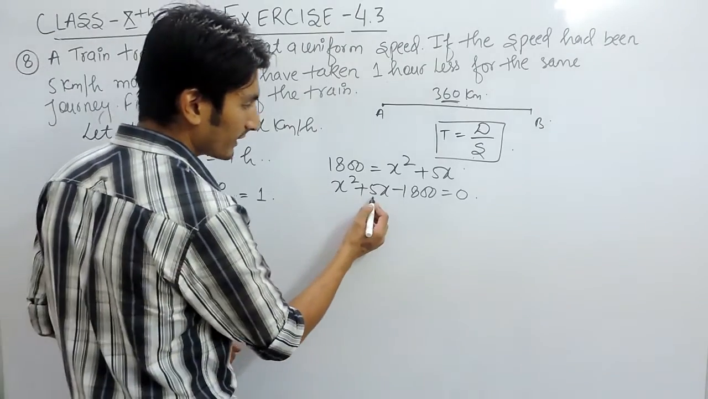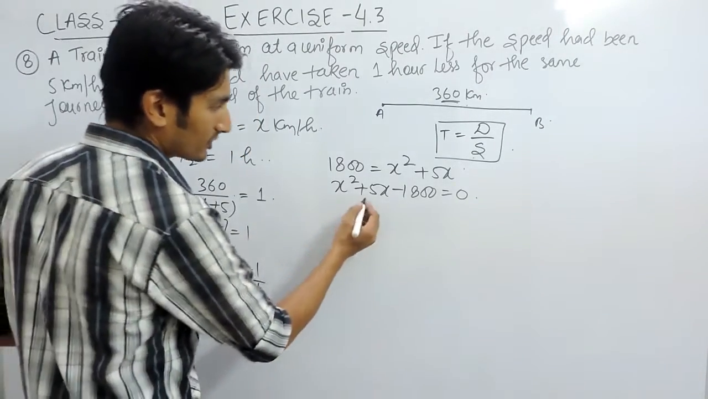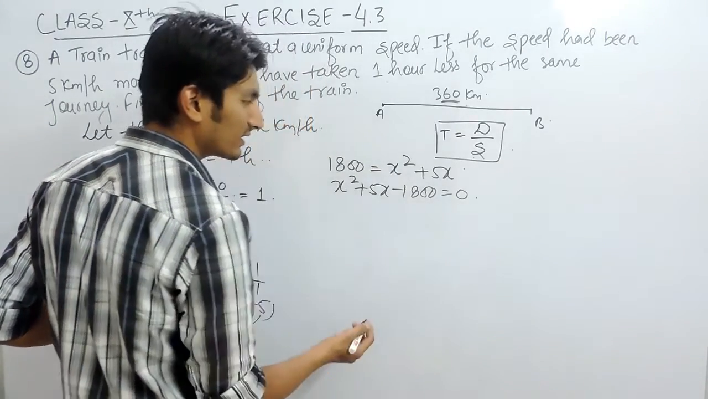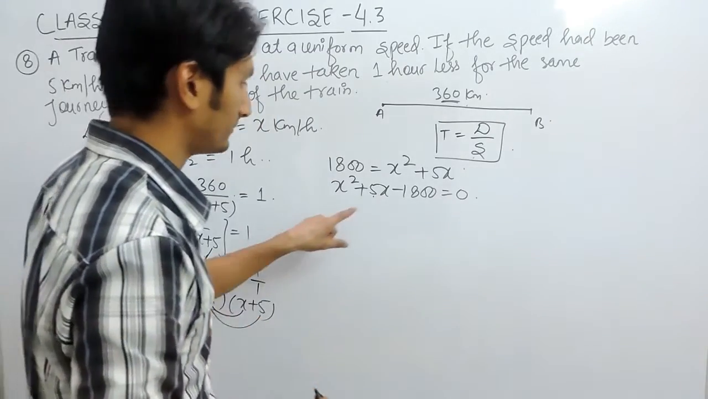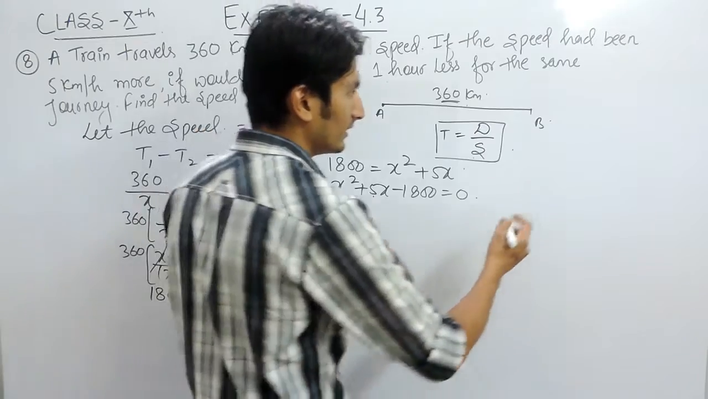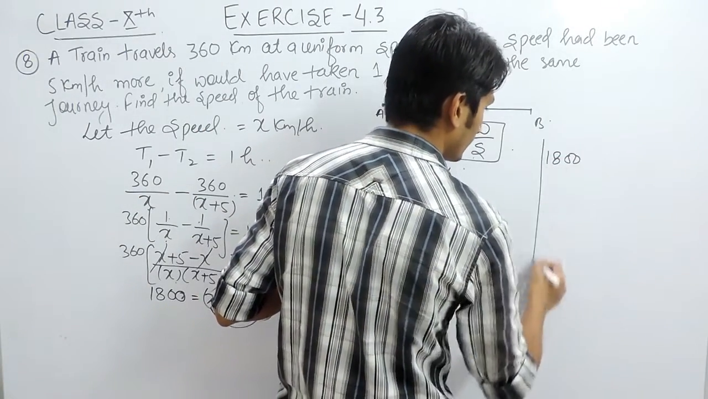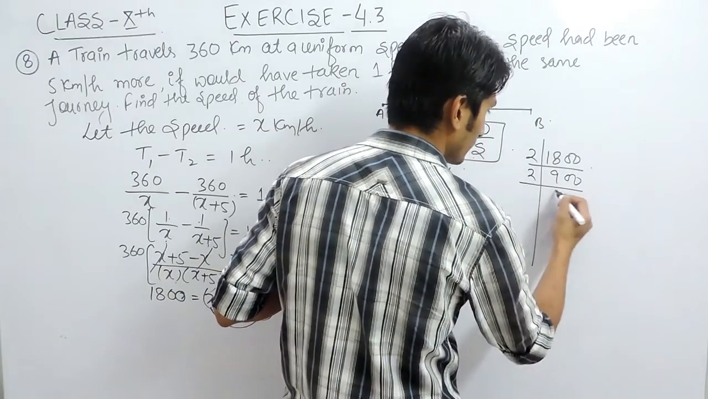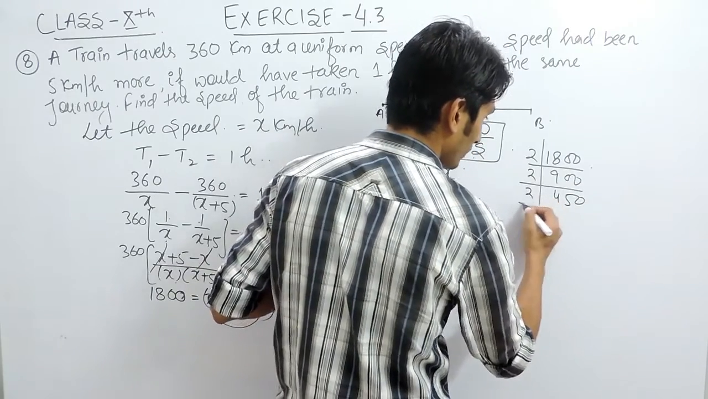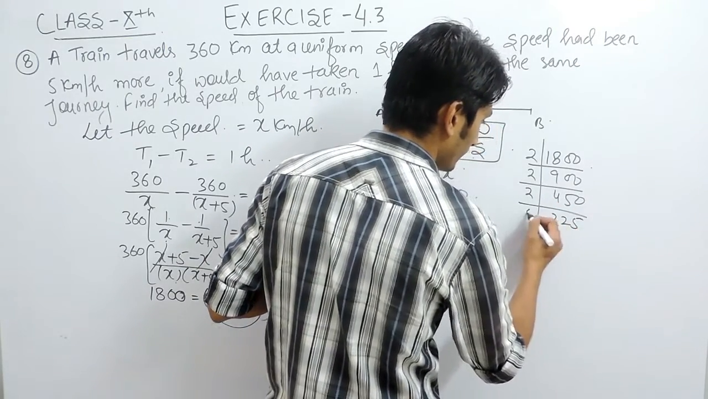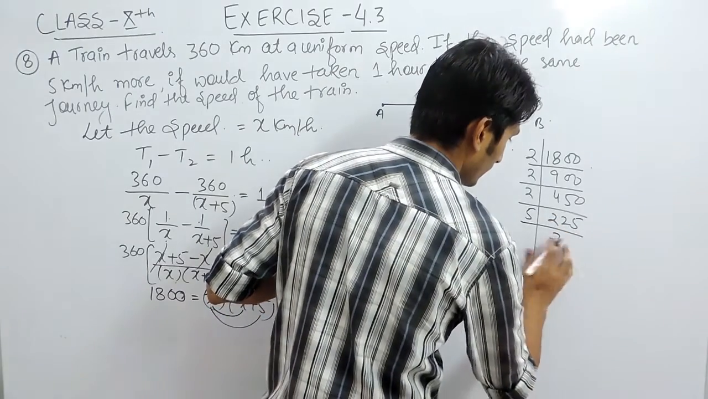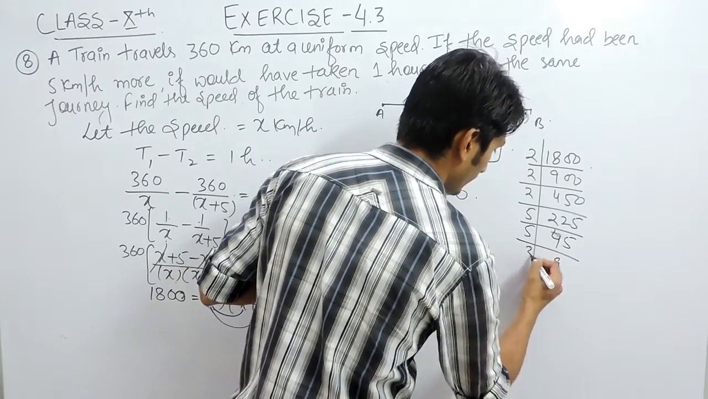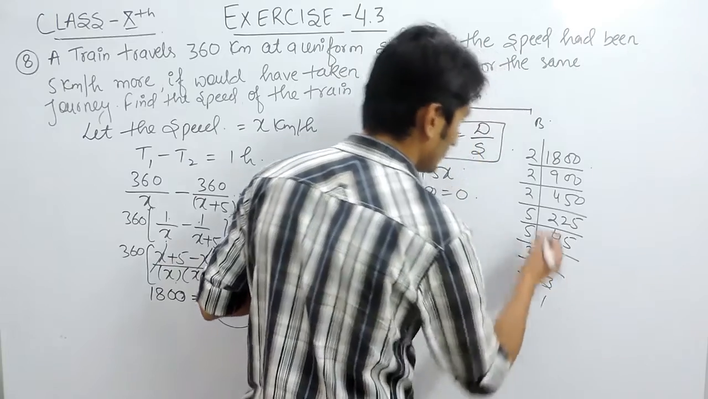We know that the best method is to split the middle term, which is 5. We can split this 5 into two parts such that their multiplication is equal to 1800 and their difference is equal to 5, because here it is a negative sign. For that, first of all, find the factors of 1800, which are 2, 2, 2, 3, 3, 5, 5. So these are its factors.